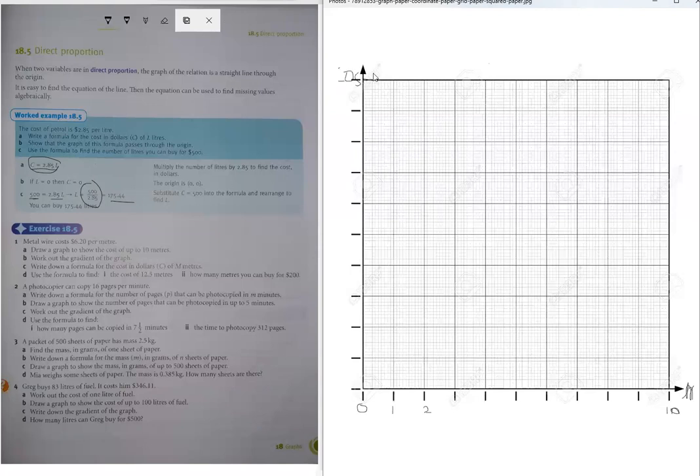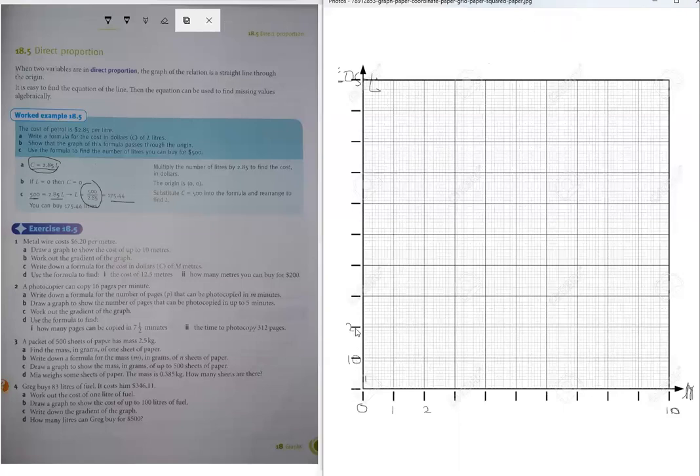Okay. Sorry, I'm using a mouse, so it's so hard to write. Now, if they ask you to plot until 10 meters, that means if 1 meter is $6.20, 10 meters will be $62, right? So you can use one box from here, 1 cm from here, equal to 10.